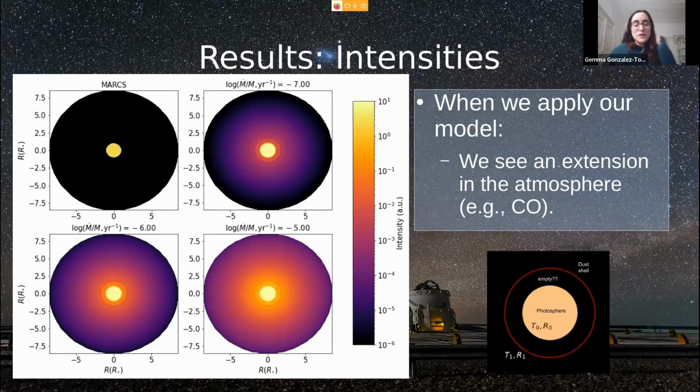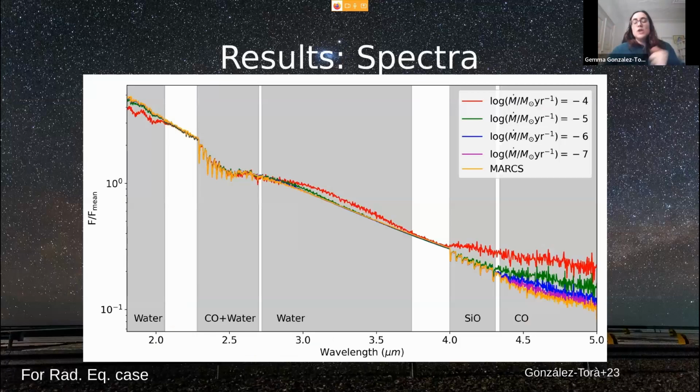So what we are doing now is we are just filling this emptiness, because initially we don't really know how to explain the extension of the wind. So we have this model that can actually start filling the extended atmosphere. Then we get the intensities, and we integrate them over the whole line of sight, so we can get the spectra. This is a case for the K, L and M bands.